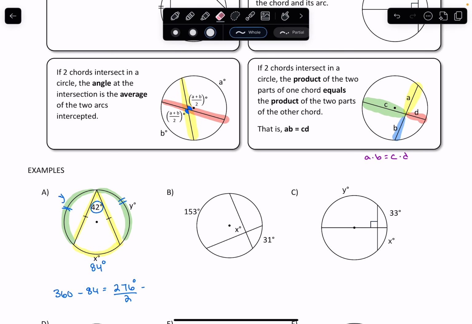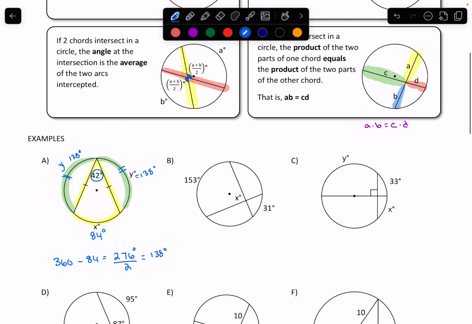Bad math, Mr. Reed. This is what happens when I don't look at the problems before. We need what? 138 degrees is what we're going to get when we cut that one in half. So y is equal to 138 degrees, and this arc over here is also 138 degrees. All right? Okay, example number B.